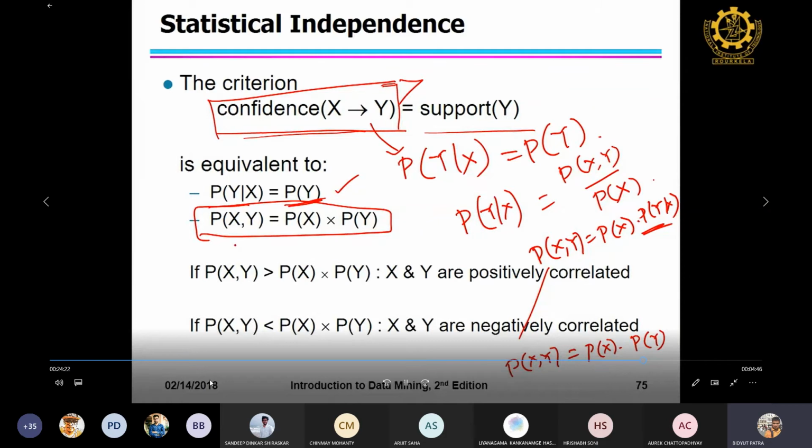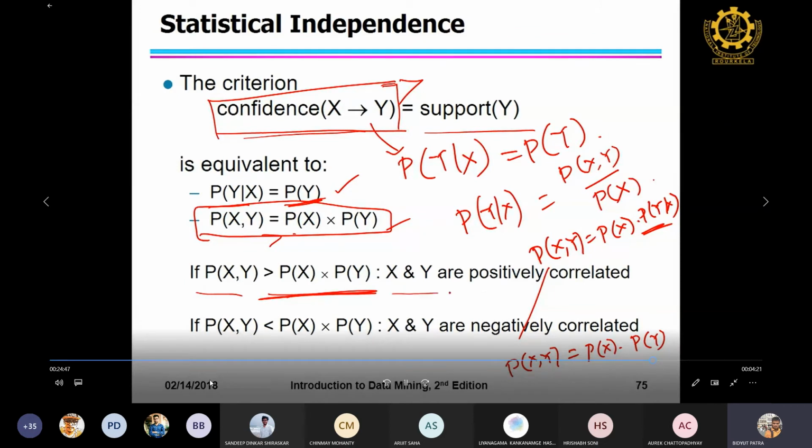The joint probability of X and Y can be multiplied as individual probabilities when they are independent. So X and Y are independent, so we cannot say that when X appears, Y also will appear. They are independent, so this value will be greater than this value. When it is greater, any one of the values will be more than the earlier value.